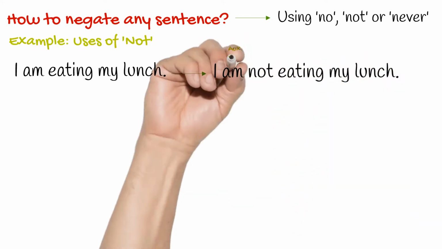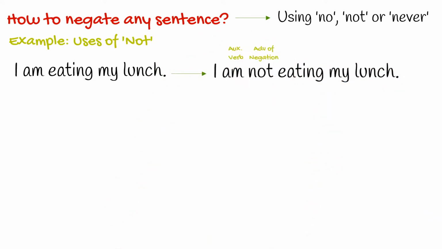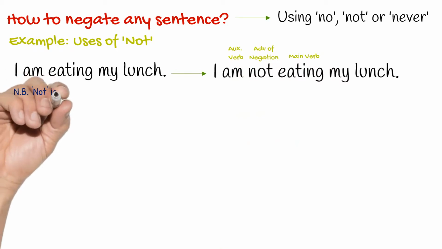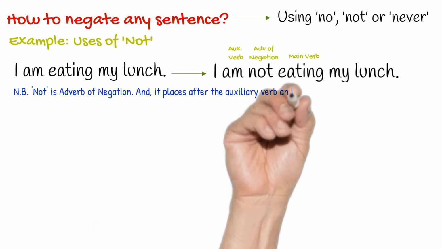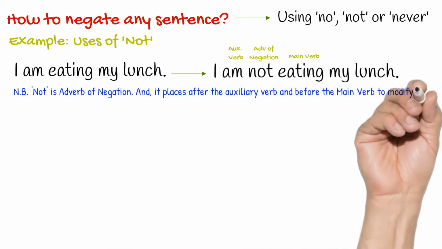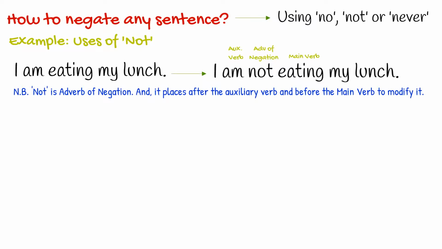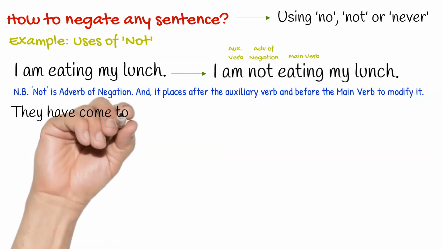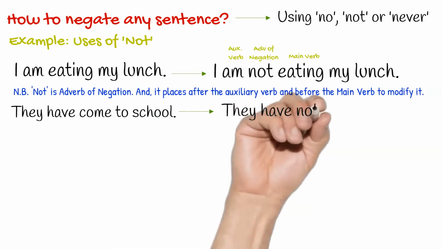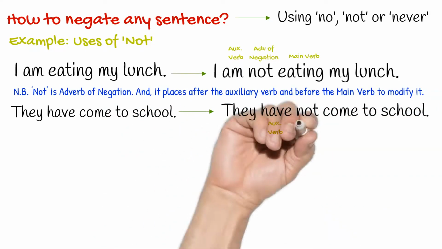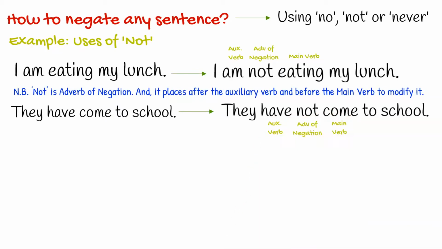We have to remember that not is an adverb of negation, and it is placed after the auxiliary verb, and before the main verb which it modifies. In this sentence, am is the helping verb followed by the adverb not, then placed the main verb eating. Next, they have come to school. After negating it becomes, they have not come to school. As we know, have is the helping verb followed by the adverb not and then placed the main verb come.